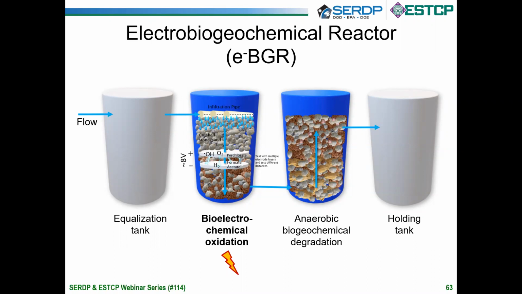And then from bioelectrochemical oxidation, water goes into an anaerobic biogeochemical degradation reactor that has certain proprietary amendments to it to support microbial processes. And in this stage, we're basically trying to get rid of any residual CVOCs that may not have been oxidized in the first step. And we're also trying to get rid of any potential oxidation byproducts, such as chlorate or perchlorate, that we may form in the first reactor.